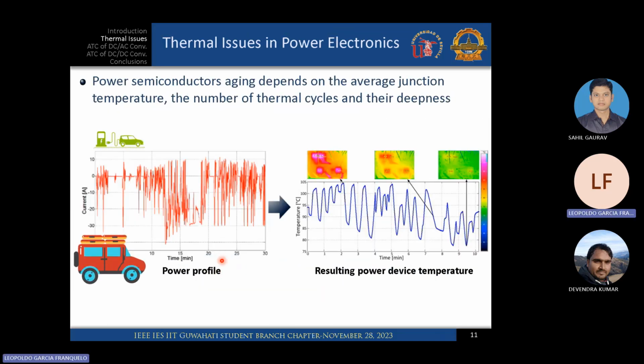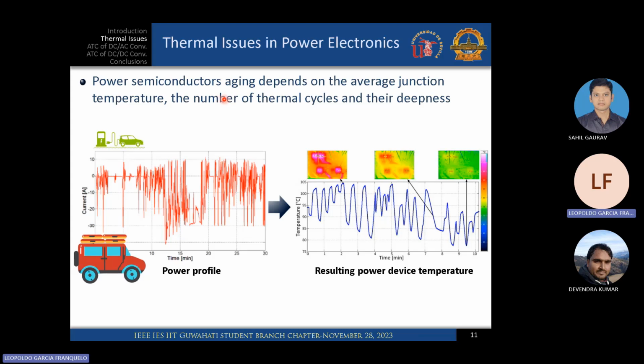Okay. Let me introduce you to the concept of power profile. Imagine an electric car that, of course, depending on the condition of driving or the wish of the driver, you may have a current through one semiconductor or a group of semiconductors, positive, negative. If you are recharging, it's consuming, where you have more or less, depending on whether you go up a ramp, down, up. So every second, every minute, you will have a different value. So this is called the power profile. But we are interested in the thermal cycles, because the power semiconductor aging depends on the average junction temperature, the number of thermal cycles, and the deepness. So we need to know the temperature in the junction.